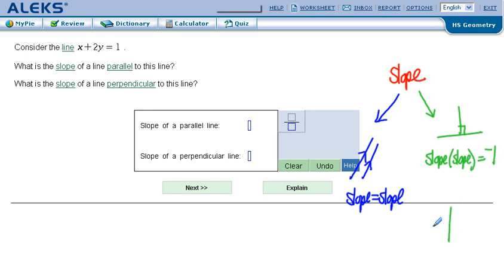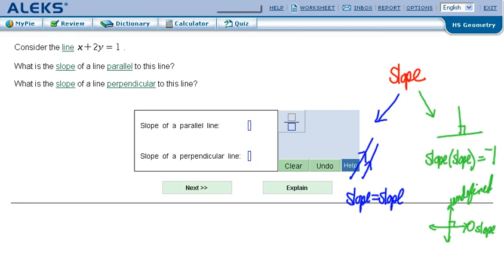The only exception to that rule is if you have a zero slope and a completely vertical line, which would be undefined, and then of course horizontal and vertical lines also meet at a right angle.